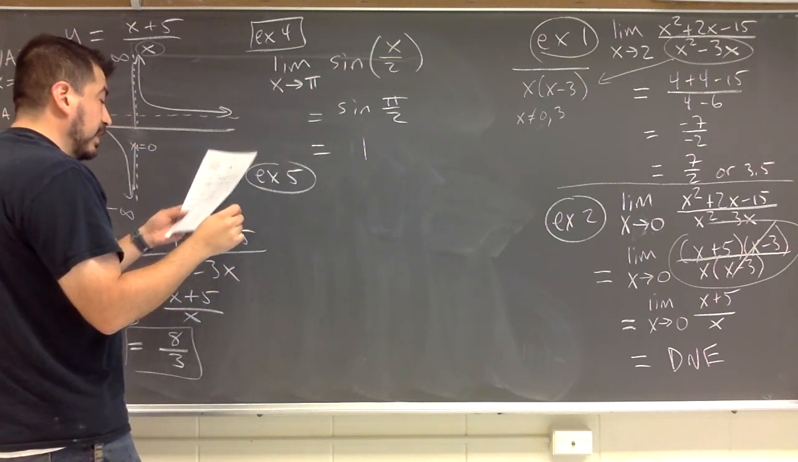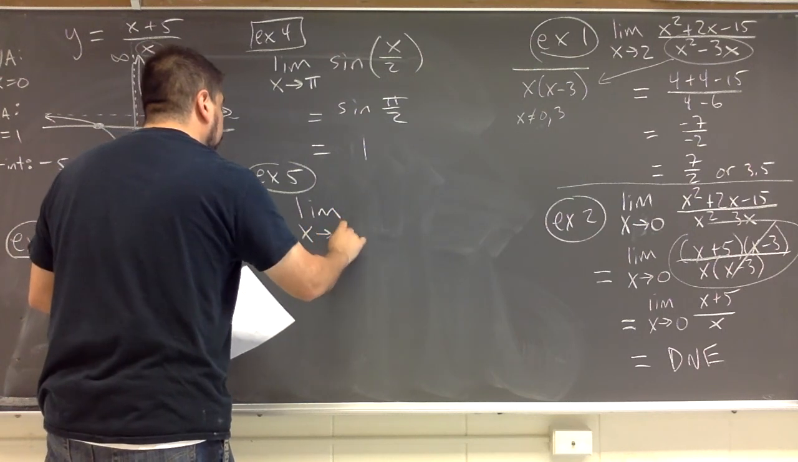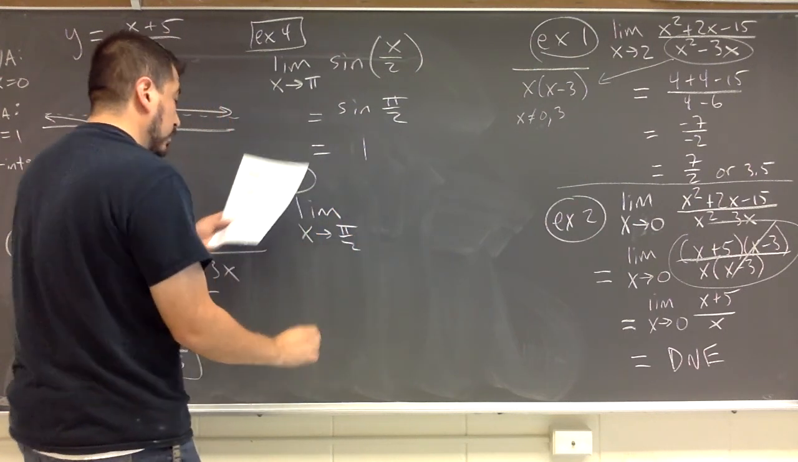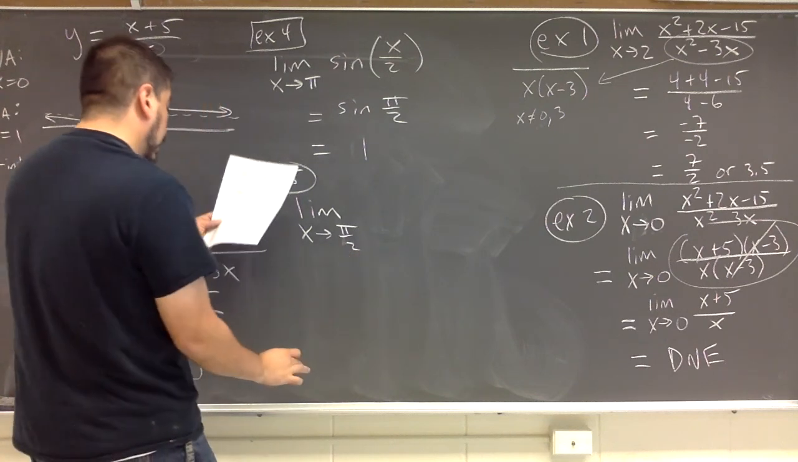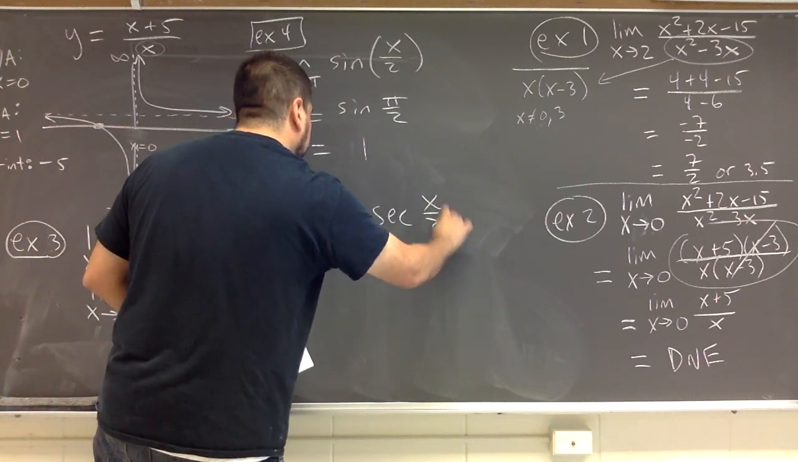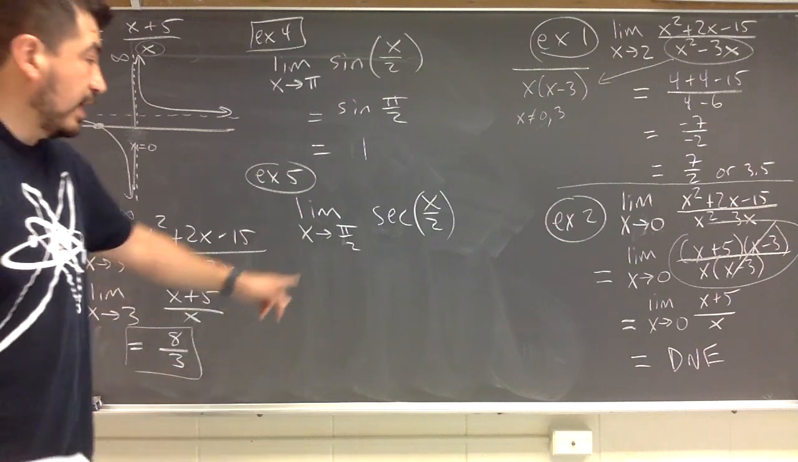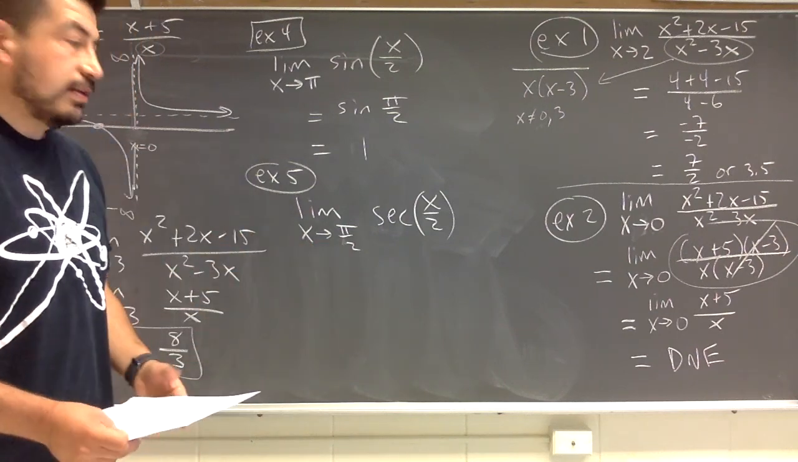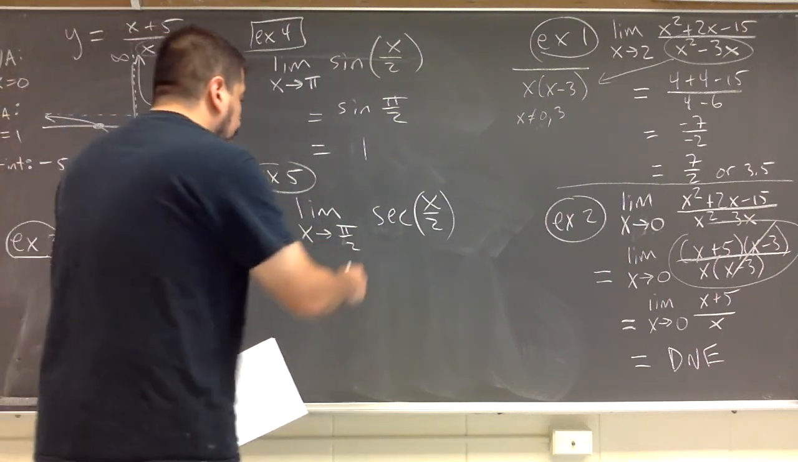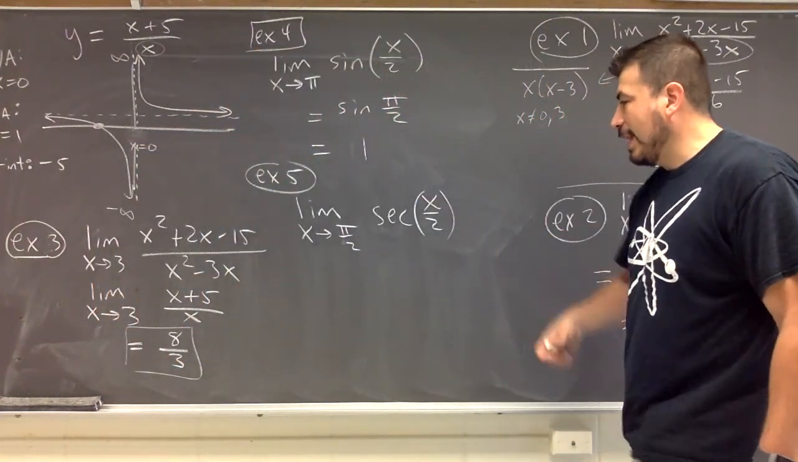Let's look at example 5. Let's say we have the limit as x approaches pi over 2, and let's do secant of x over 2. Okay, so we're taking the limit of the secant of x over 2 as x approaches and gets near pi over 2. So can we plug it in? Let's see what happens if I do that.